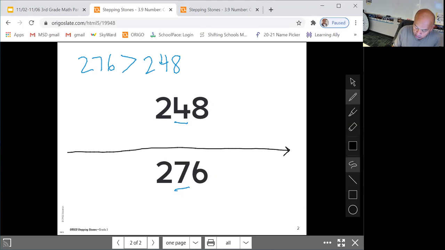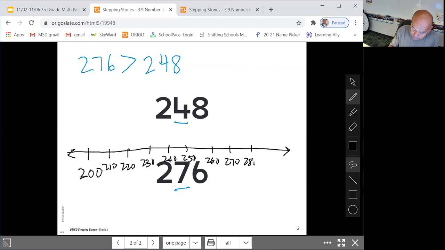Again, you can use a number line to do this. Go ahead and draw your number line. Because we're dealing with tens, let's skip count by tens. I'm going to start at 200 here, and then here's 210, 220, 230, 240, 250, 260, 270, 280, 290, and I'm going to squeeze in a 300 here. I had to use my math eye and estimate where the numbers would go.